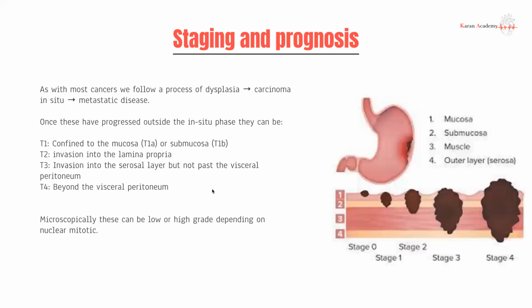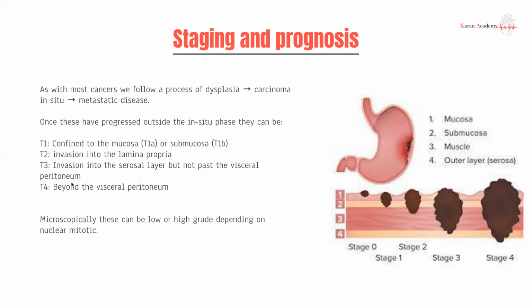In terms of staging, it follows a very, very similar disease progression, much like many other cancers. So you have high levels of inflammation that predisposes you to a dysplastic change. With the dysplastic change, you then get carcinomas in tissues, which progresses on to more progressive disease. Once we invade past the in situ phase, we have the T system of classification.